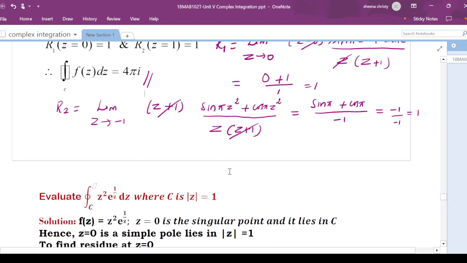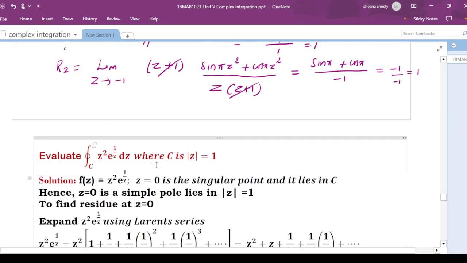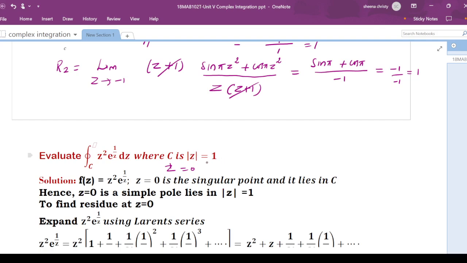Next, we'll see this problem. Evaluate the integration over C of z square into e power 1 by z dz, where C is mod z equal to 1. So what is f(z)? f(z) equal to z square into e power 1 by z. Here, equating the denominator 1 by z to 0, you are having e power 1 by z. So put z equal to 0 here. This is the only singular point and it lies inside the contour mod z equal to 1. It is a unit circle, that means a circle with center 0, radius 1.